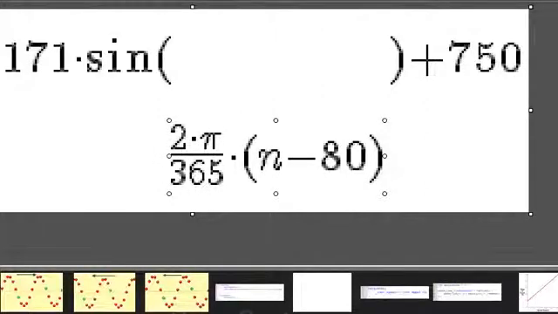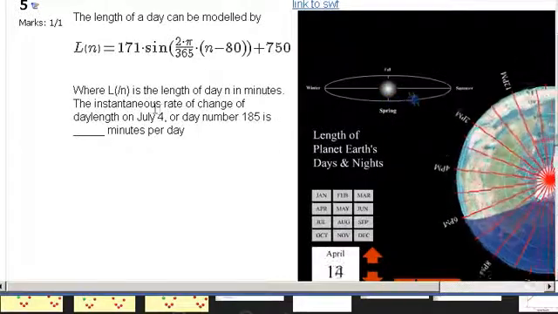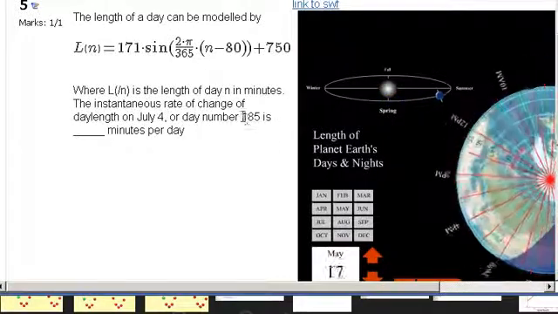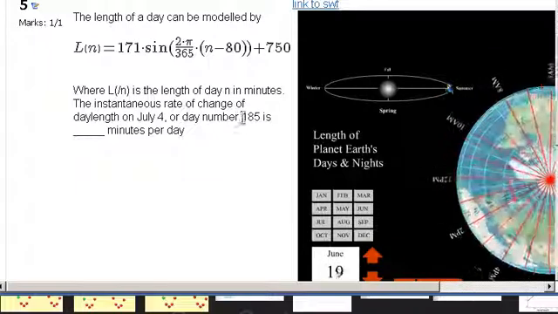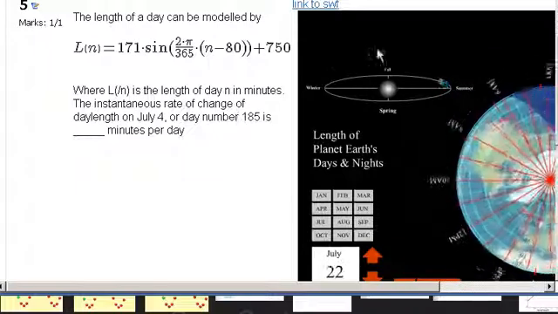And then at the end, this particular problem says, how fast is it changing on day number 185? So when I get my derivative all done, I'm just going to plunk in a 185 for n.